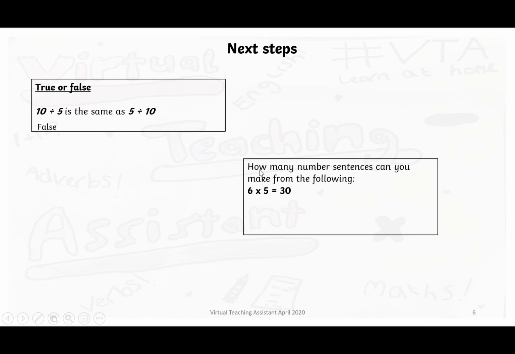Okay. Next, you could ask questions like this. So how many number sentences can you make from the following? So if I know 6 times 5 equals 30, then I also know that 5 times 6 must equal 30. I know that 30 divided by 6 equals 5. And 30 divided by 5 equals 6. Things like this really, really help in deepening the understanding and the relationship between multiplication and division. So wherever possible, try and do things like this just to keep that link there and keep that knowledge there.